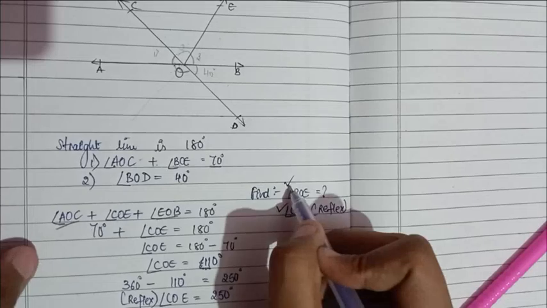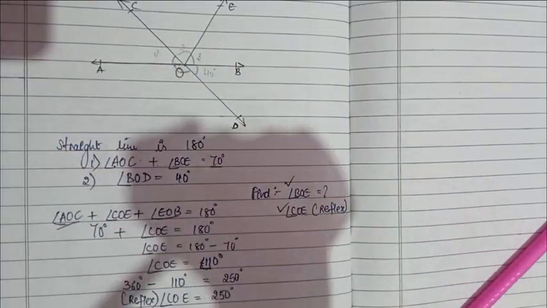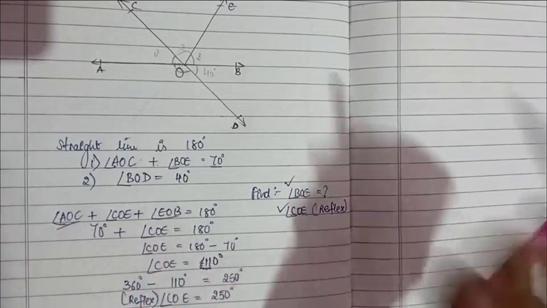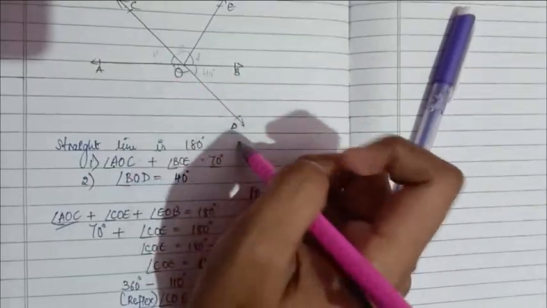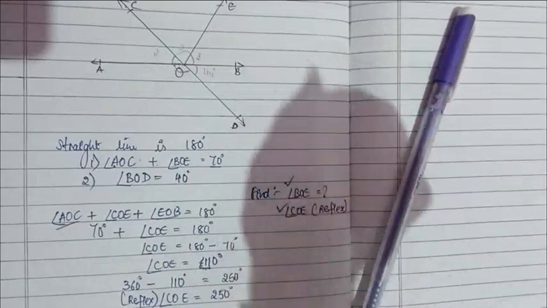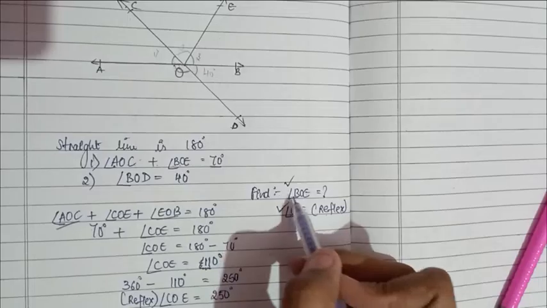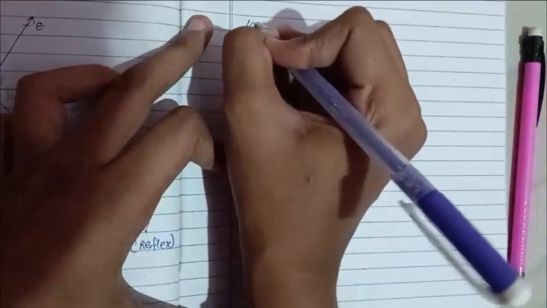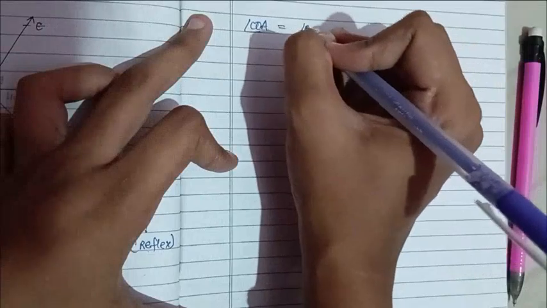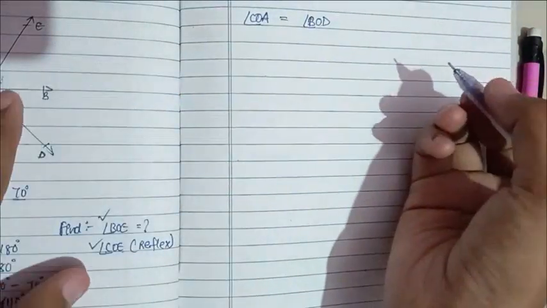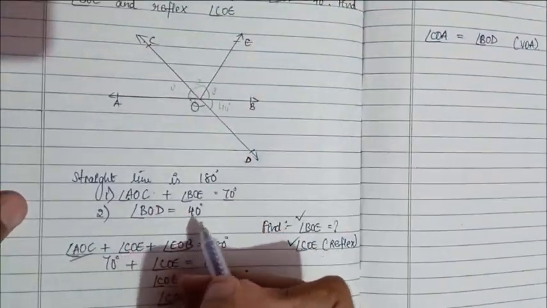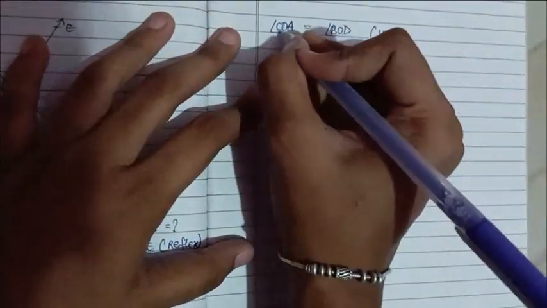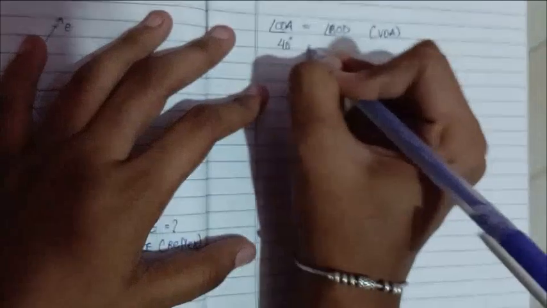Now we have to find angle BOE. It's pretty easy, but before that, understand this: COA and BOD are vertically opposite angles. So angle COA is equal to angle BOD because they are vertically opposite angles. We already know that BOD is 40 degrees, so COA is also 40 degrees.